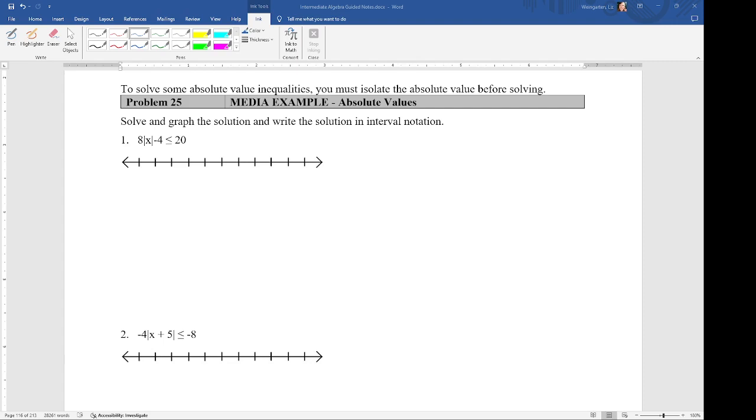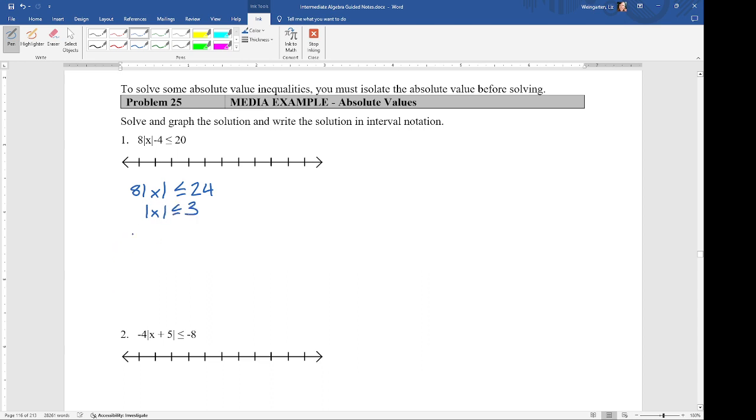Now we're going to look at some problems where we are going to have to isolate the absolute value before solving the inequality. These are both less than inequalities. So let's go ahead and isolate that absolute value. I'm going to start by adding 4 to both sides. Divide both sides by 8.